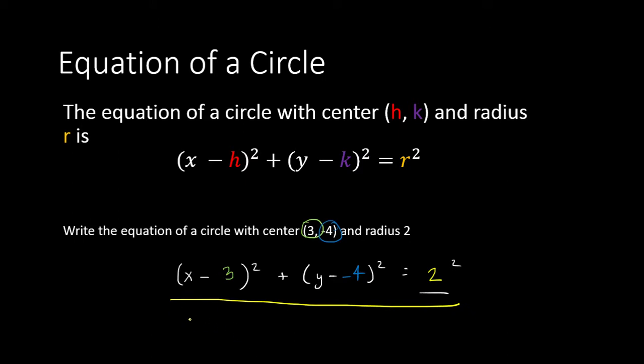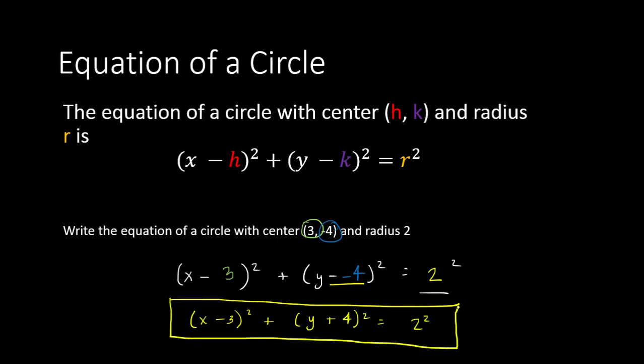Now I simplify. I leave (x minus 3) squared alone. Notice that because I'm subtracting a -4, this becomes (y plus 4) squared. And I'm going to leave the 2 squared as it is. The reason I'm doing that is I want to be able to quickly glance at my equation and identify 2 as the radius. So in the end, my equation for this circle with a center at (3, -4) and a radius 2 is the quantity x minus 3 squared plus the quantity y plus 4 squared equals 2 squared. Let's keep practicing.